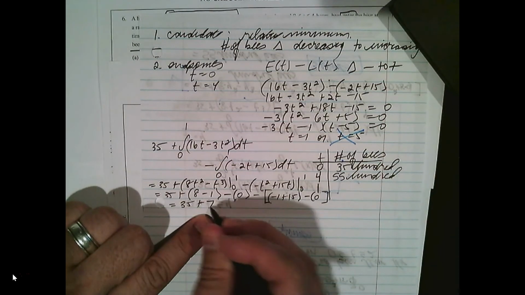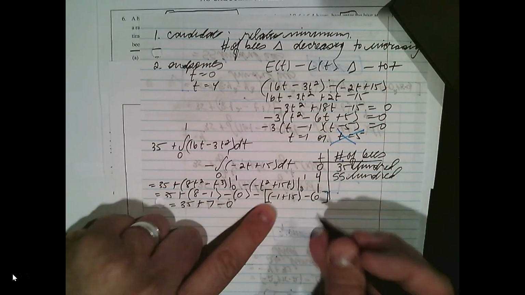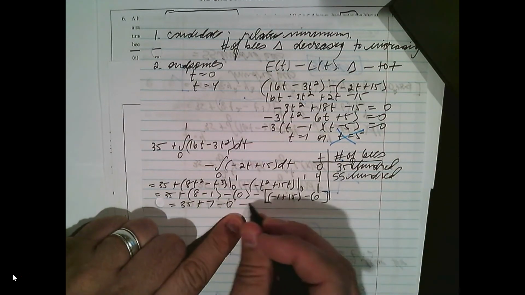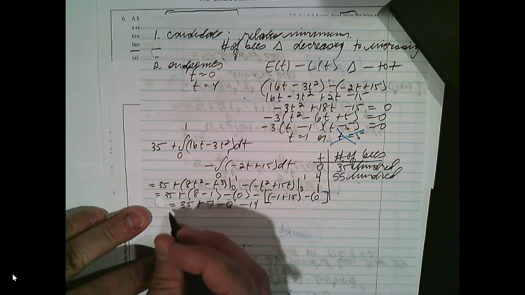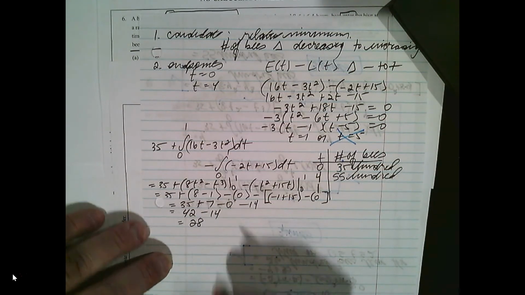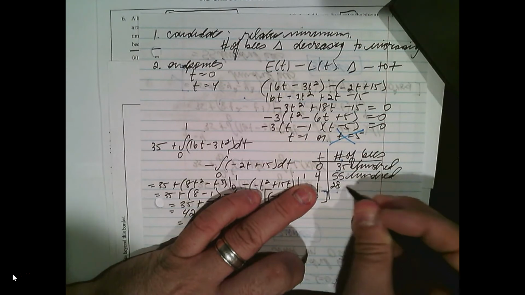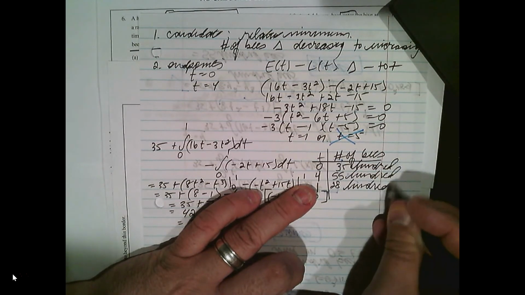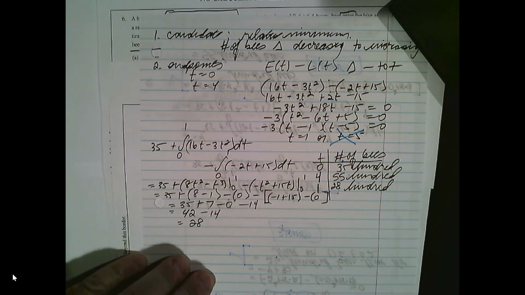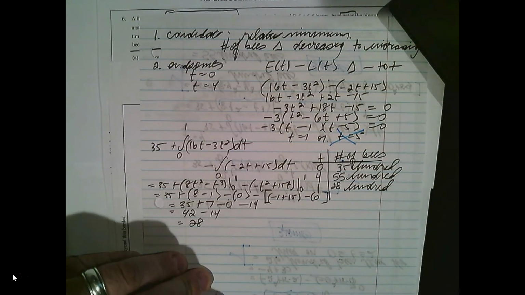35 plus 8 minus 1 is 7, minus 0. Negative 1 plus 15 is 14. I'm subtracting off that 14. We get 42 minus 14, 28. 2,800 bees.